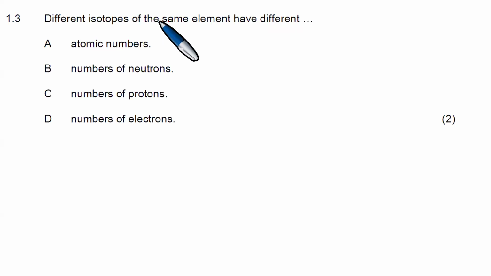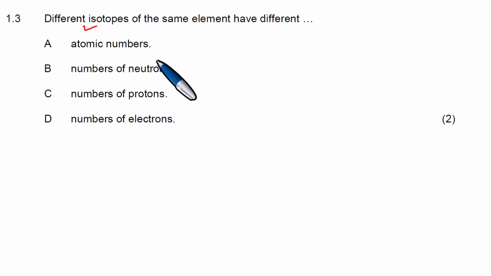Different isotopes of the same element have different what? Different isotopes of the same element have different what? What do you think here? Anyone home? I'm just testing you. What do you think? We are speaking about different isotopes of the same element having different what?